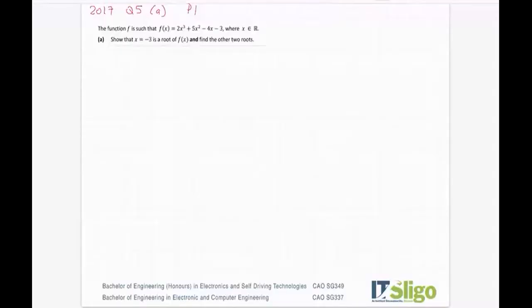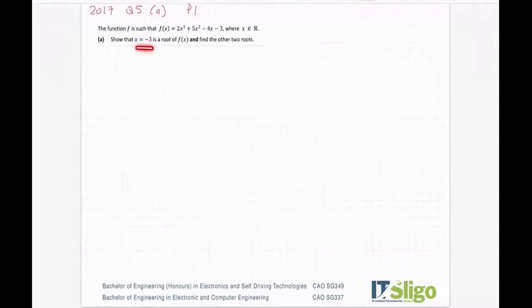Okay, the 2017 question was another cubic equation which you had to solve. The function f is such that f of x is equal to 2x cubed plus 5x squared minus 4x minus 3. Show that x equal to minus 3 is a root of f of x and find the other two roots.